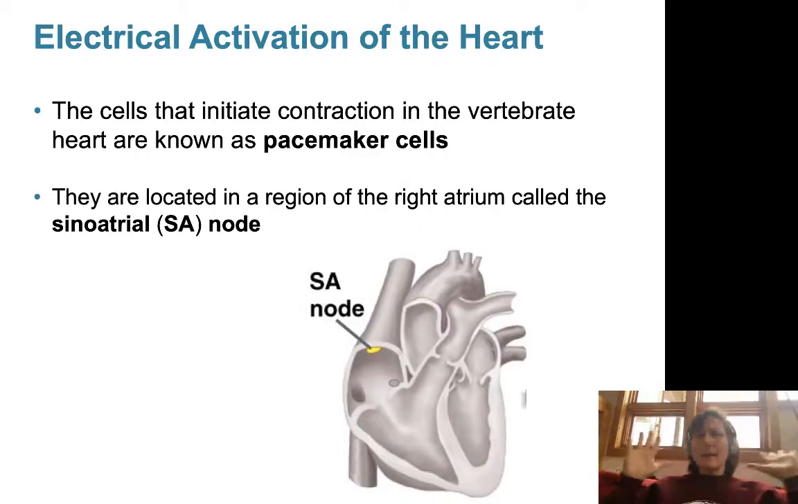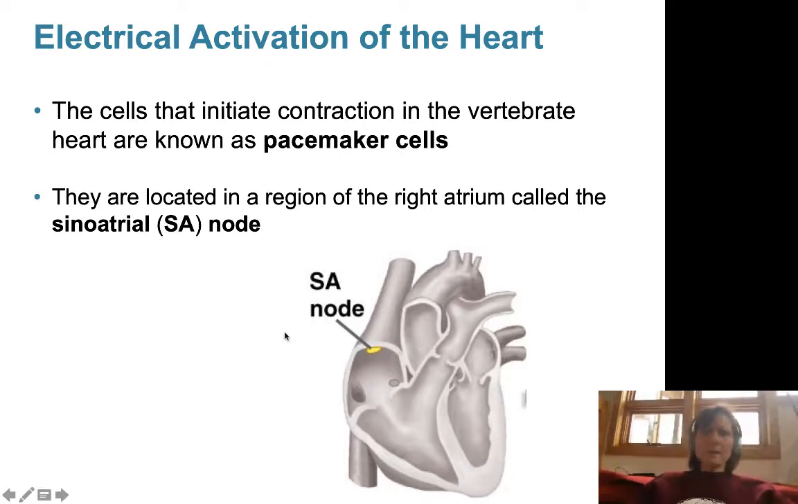Now, how does the heart do that? What's causing it to pump? Well, as most of you know, there actually is an electrical current that travels through the heart. So the cells that initiate these contractions are referred to as pacemaker cells, and you have two major ones. It begins with the sinoatrial node, frequently referred to as the SA node, and this is located in the right atrium.